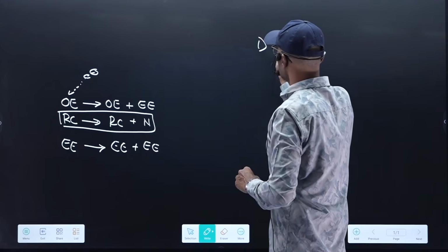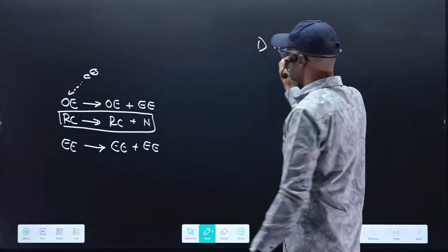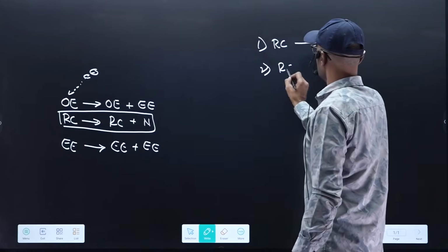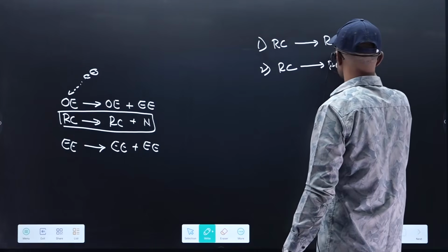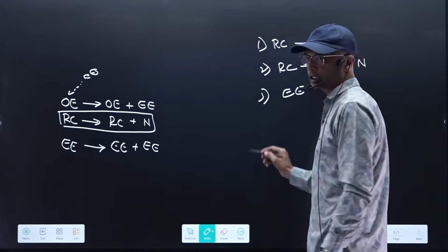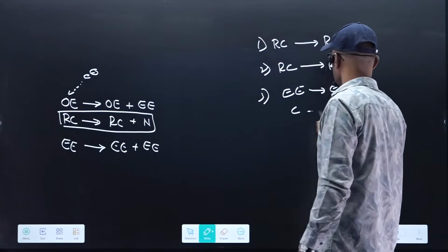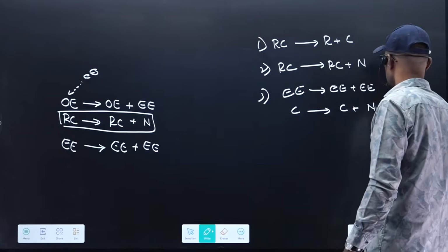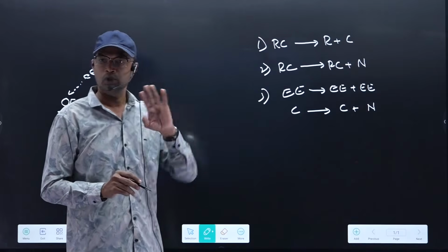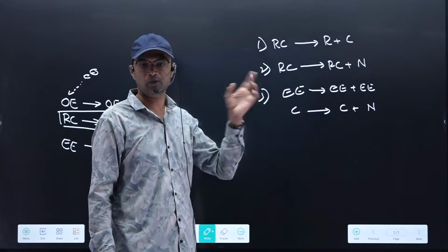First rule: if it is an odd electron ion, otherwise called a radical cation, it will give a radical plus a cation. The second: a radical cation will give a radical cation plus a neutral. Then the third rule: an even electron ion, which is nothing but a cation, will give an even electron ion plus a neutral, that is, cation plus neutral. So these three rules decide whether a given fragmentation is correct or wrong. In total, in mass spectrometry, if you are familiar with these three rules, the complete chapter will be in your hands.